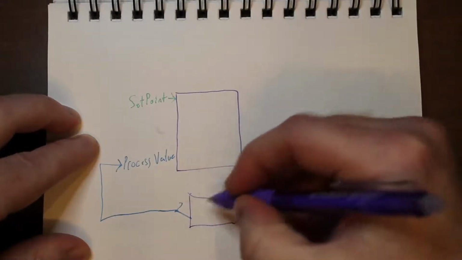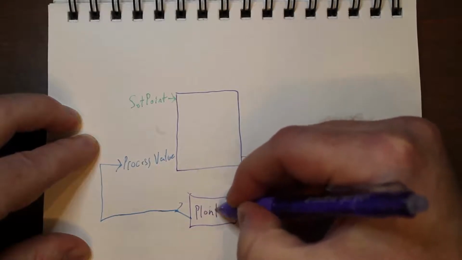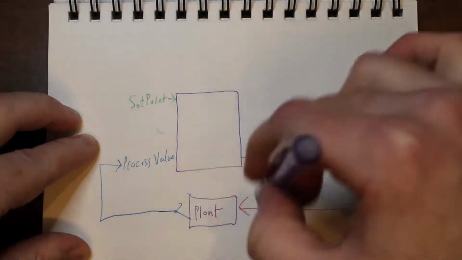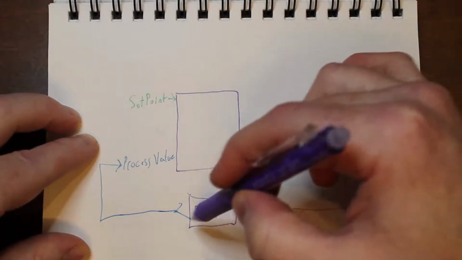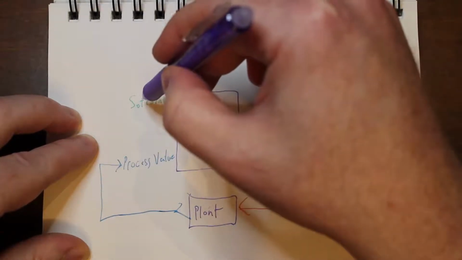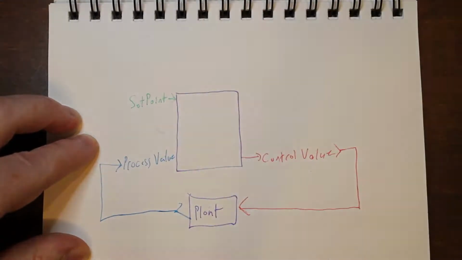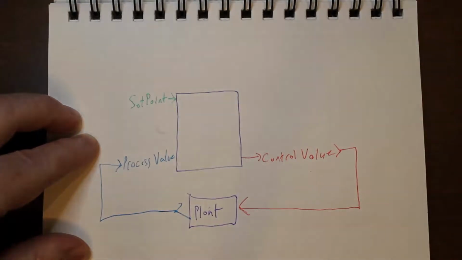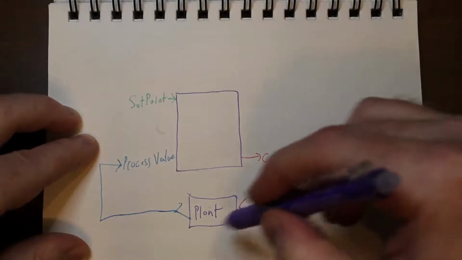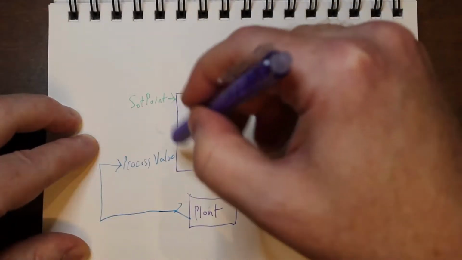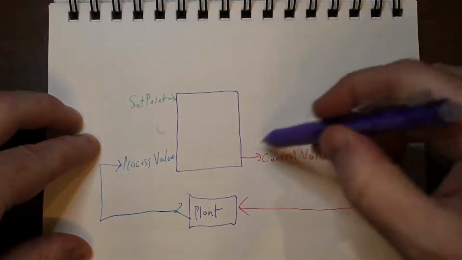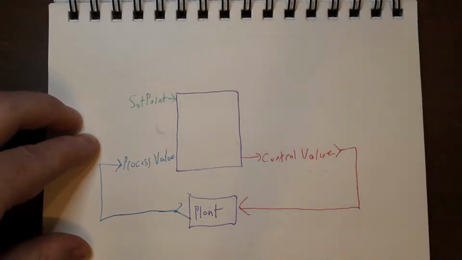And then you have the plant. The control value being changed has some effect on the plant. The plant's change is the process value. The process value is compared to the set point, and the PID algorithm inside the controller makes yet another change to the control value, which changes the plant, which changes the process value, which changes the error, the difference between the set point and the process value, and results in a new tweak to the control value.